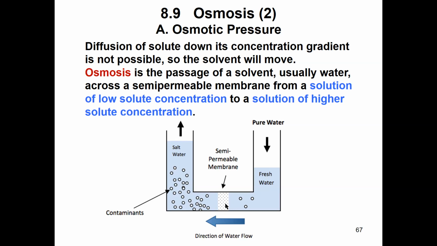The semi-permeable membrane only allows the solvent, usually water, to go through. The solute cannot go through the semi-permeable membrane. So that's why it's the water that moves to try to equalize the two concentrations. So that's osmosis. And then from there, we can classify solutions as hypotonic, hypertonic, and isotonic.